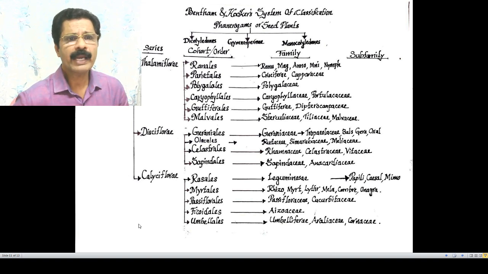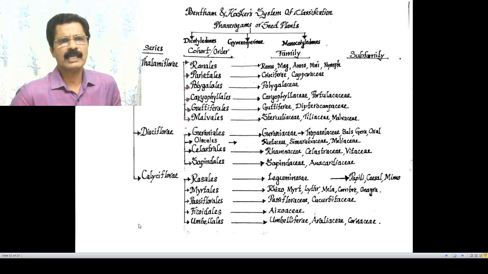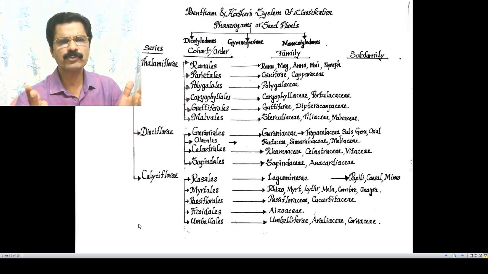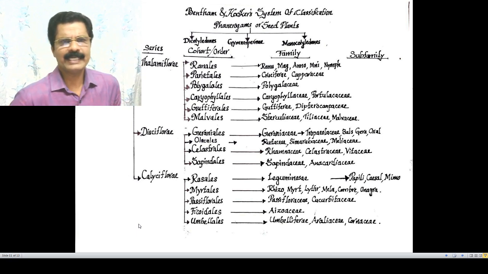So I am giving you a diagrammatic representation of Bentham and Hooker's system of classification. It is very easy to follow. Those who want to do research work also follow this diagrammatic representation. Phanerogams, or seeded plants, are divided into dicotyledons, gymnosperms, and monocotyledons. Otherwise, dicotyledonae, gymnospermae, and monocotyledonae.